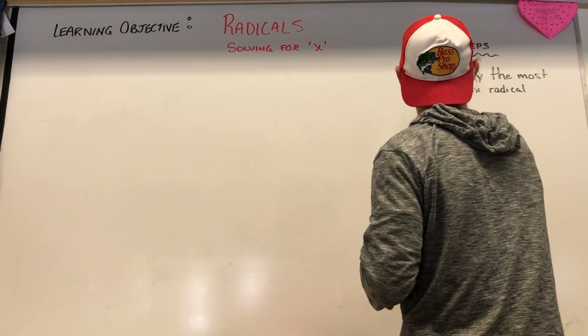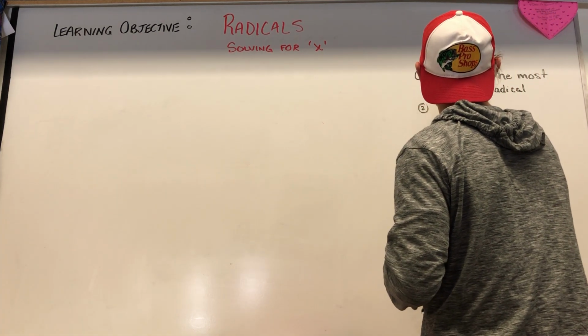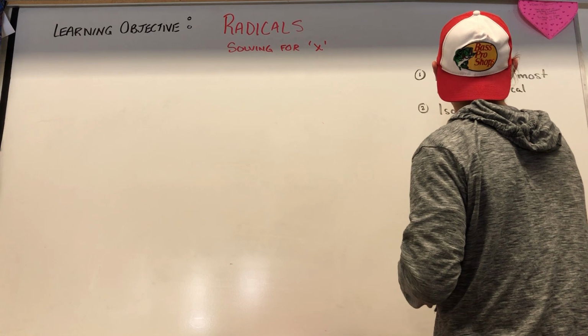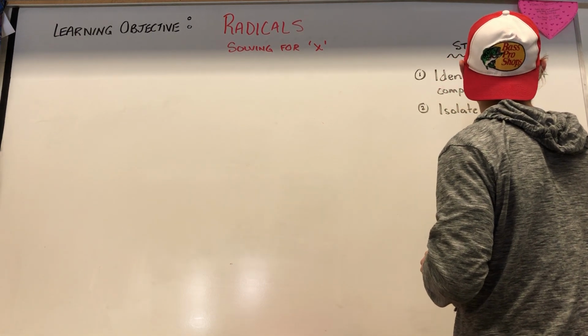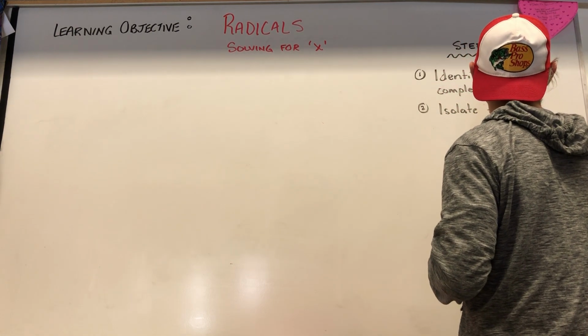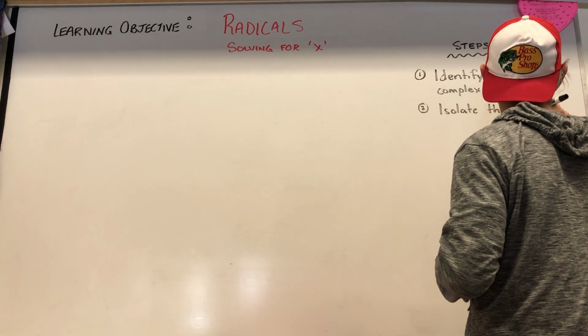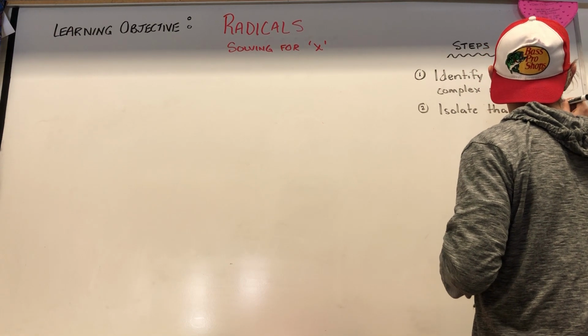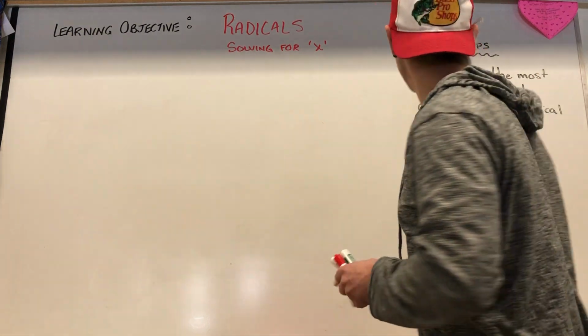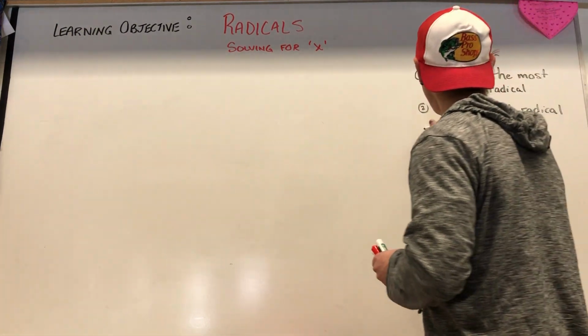Okay, step 2: isolate that radical. What do we mean by isolating? Move it alone to one side of the equal sign. That's what isolating means, okay?